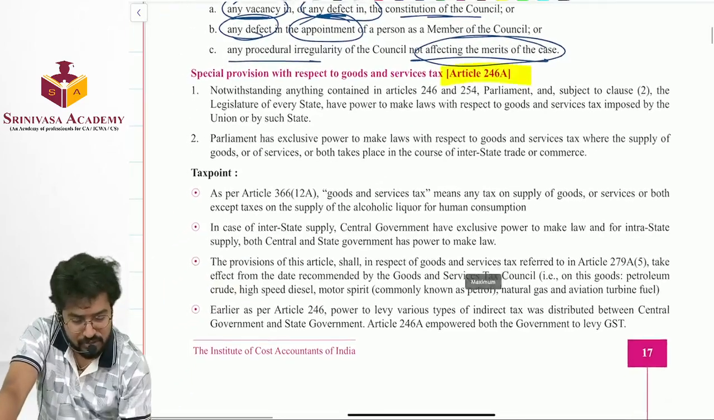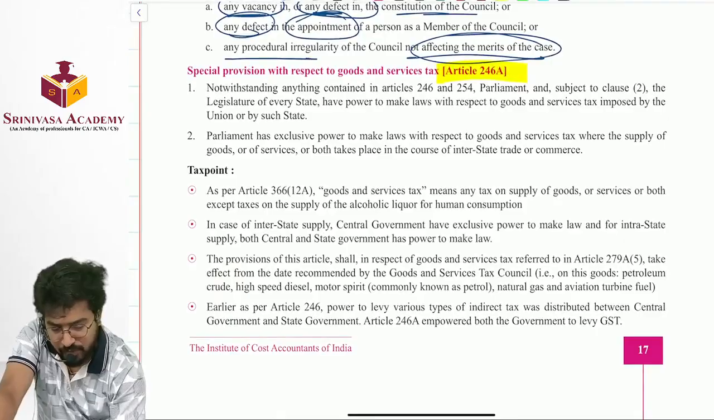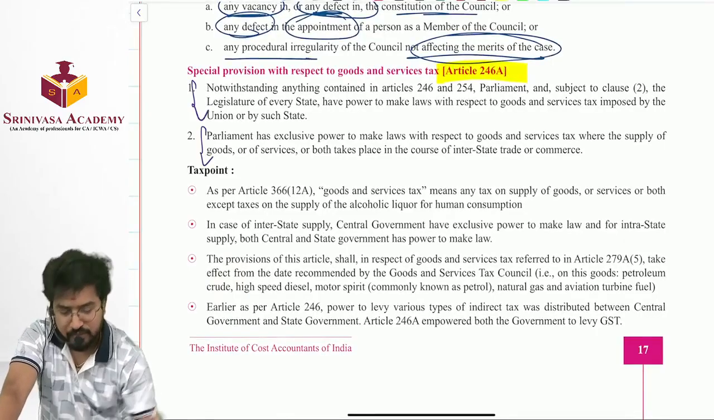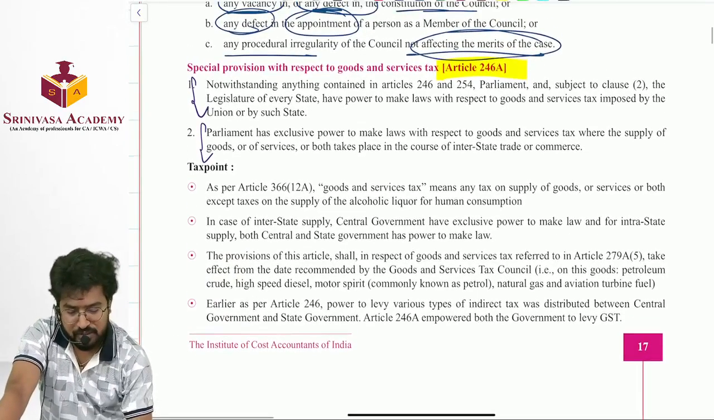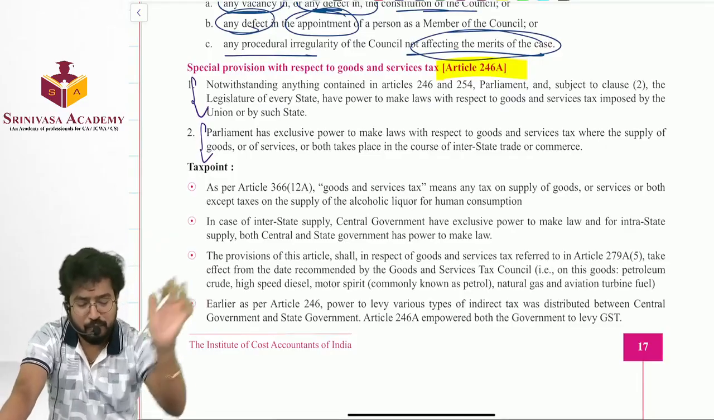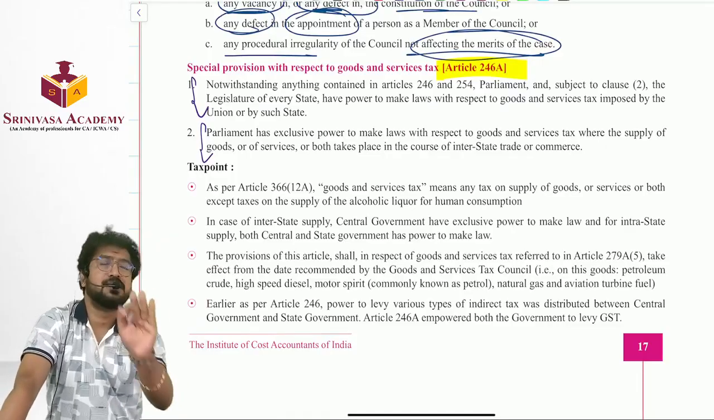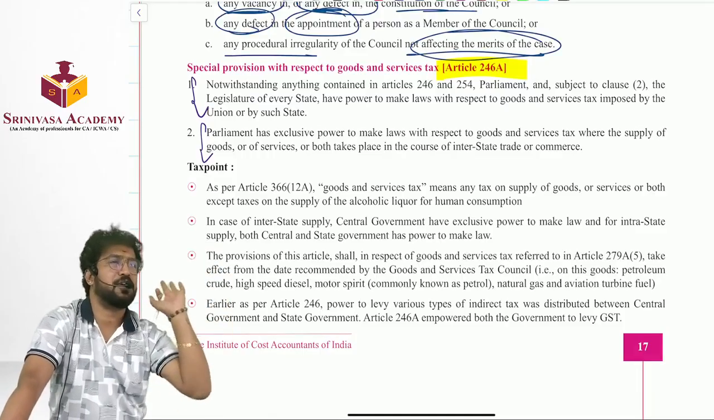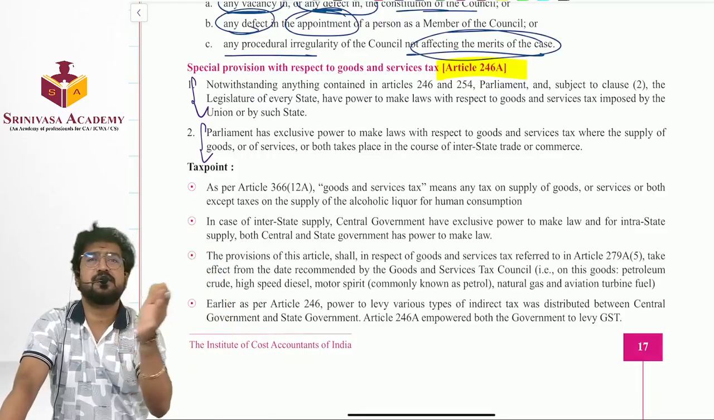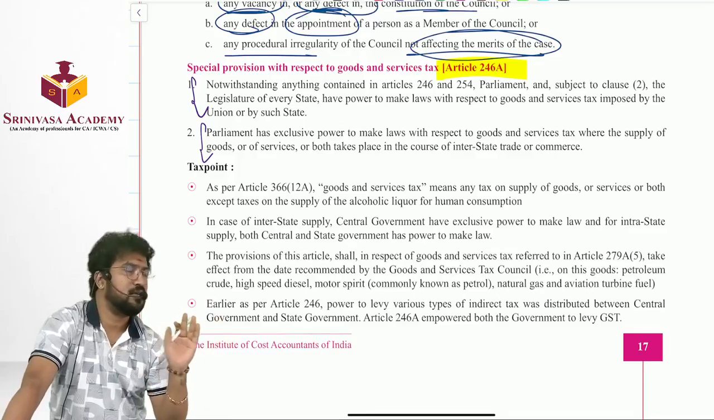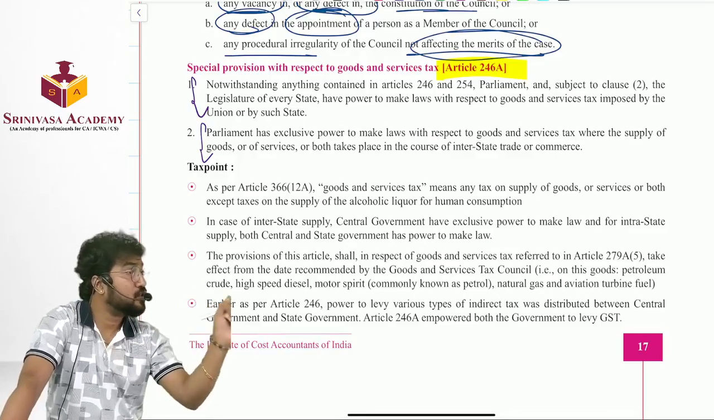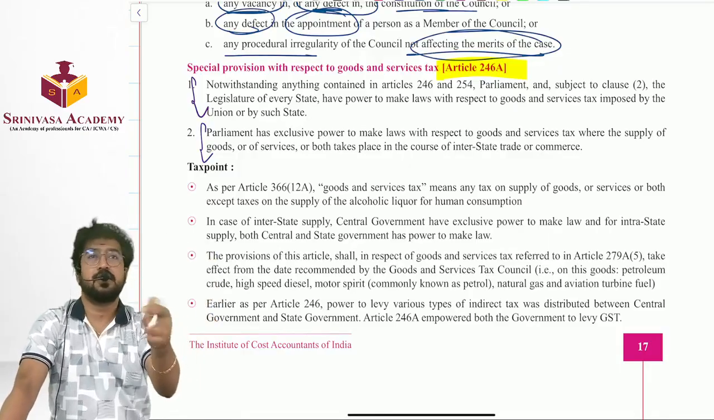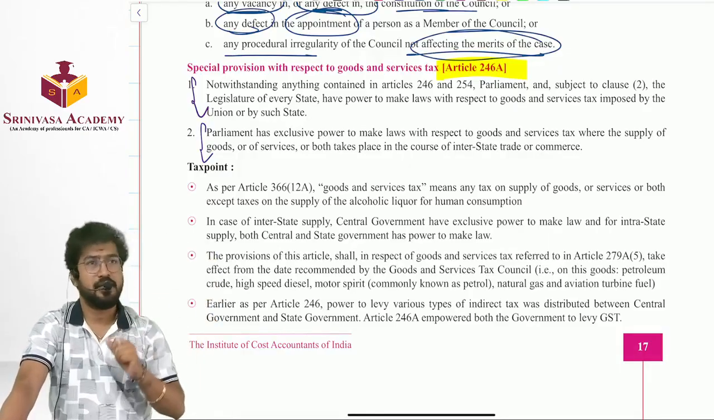In 246A, how many points are you seeing here? This 1 and 2, Article 246A, how many points are you seeing? Point 1 and 2. Point 1 says simple, sir, intrastate supply means both central government and state government will have the power. That is why you are seeing CGST plus SGST. Then interstate supply means exclusively central government will have the power. That is why you are seeing IGST, levied by central government and collected by central government.